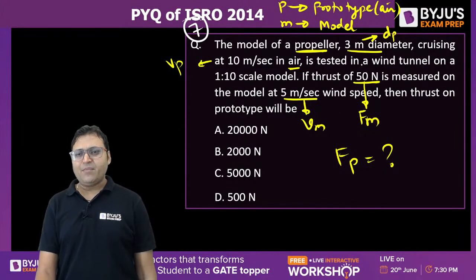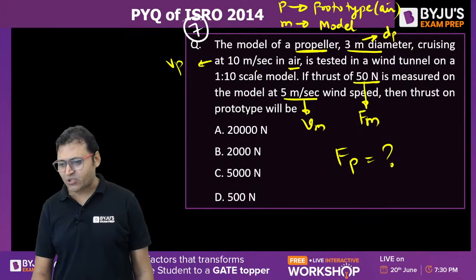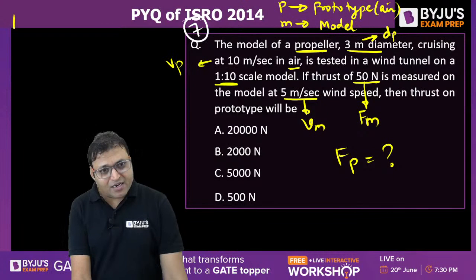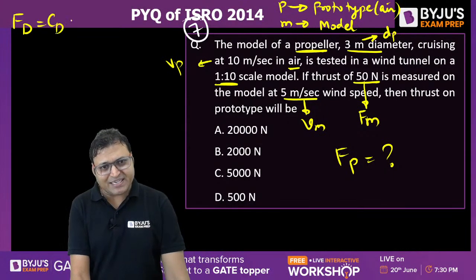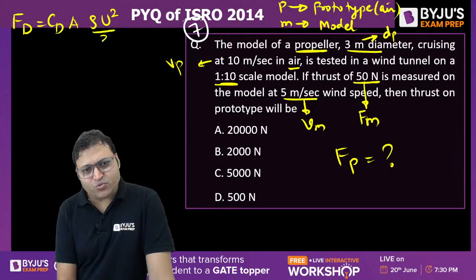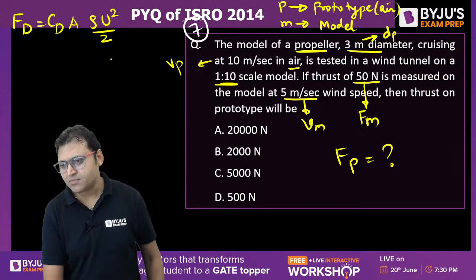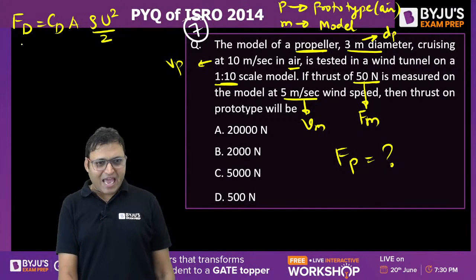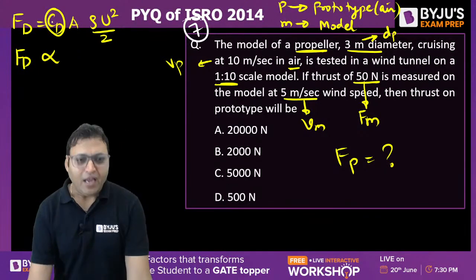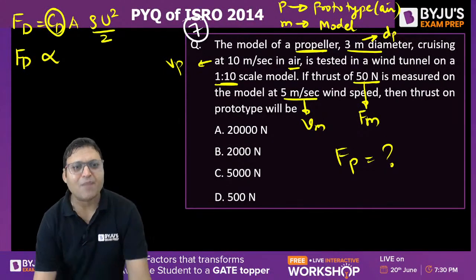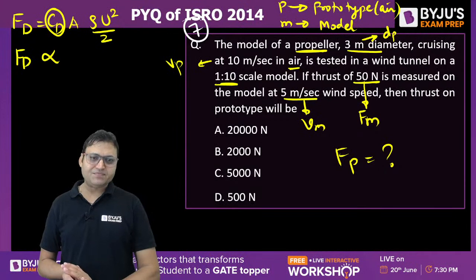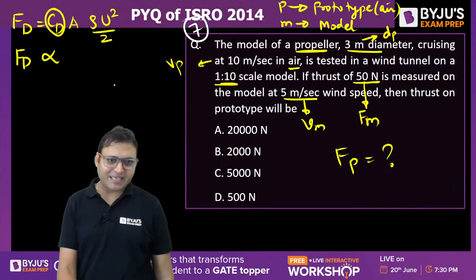The diameter of the propeller is 3 meter and it is cruising at 10 meter per second. That is the velocity of the propeller. And this is the geometric scale ratio. So can we say the thrust or the drag exerted is given by CD into area into rho u square by 2. CD will remain constant because it depends on the shape of the body, and the shape of model and prototype are the same. It depends on the roughness of the surface and on the Reynolds number. Because there is dynamic similarity, the Reynolds number is also the same. So CD will be constant.